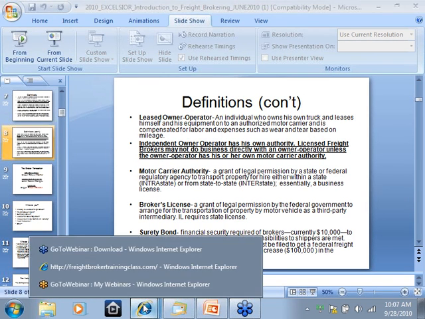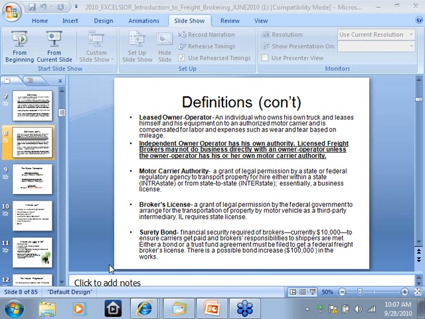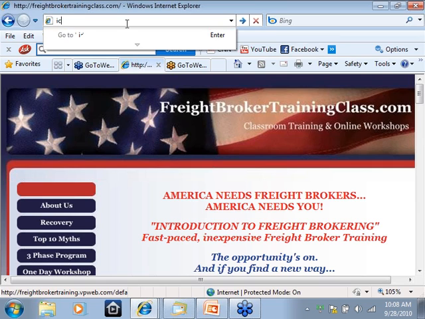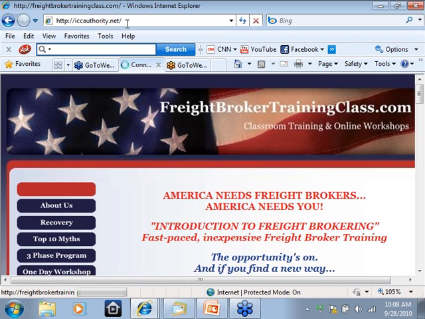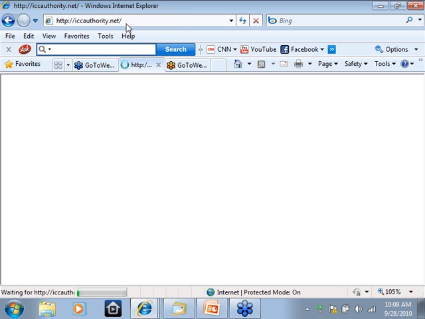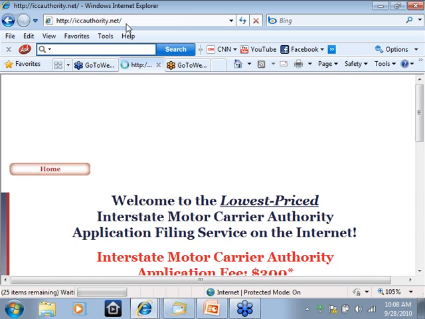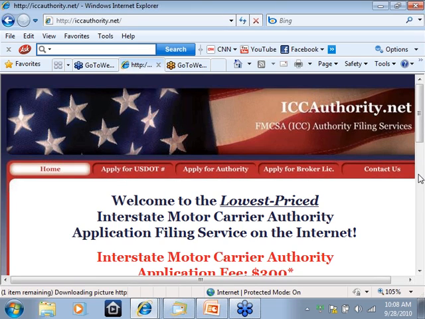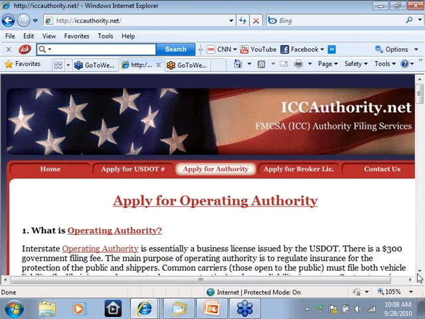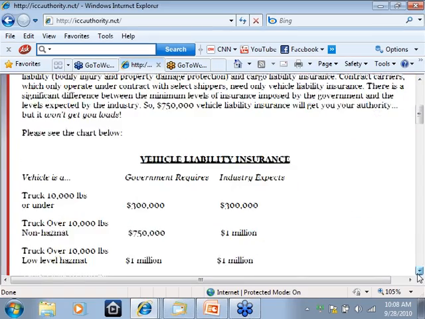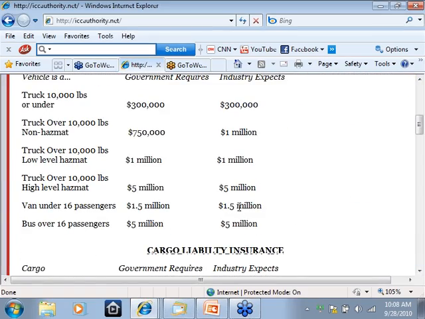In fact, I'll pull it up on the internet here. iccauthority.net, not .com, .net. This is a website that I share only with my best of friends, so you're all within that category now. This is our secret discount website for getting a motor carrier authority. If you were to click on Apply for Authority here, it would tell you the difference between federal and state.